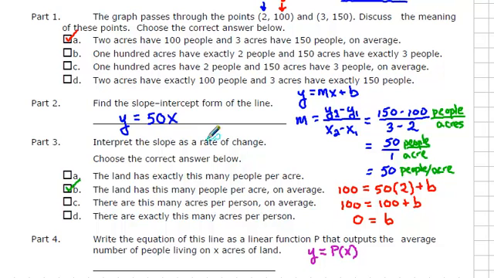So what we do is we look back at the equation that we wrote in part 2, and in place of the y, we're going to substitute p of x. So here's the y. In place of the y, we're going to put p of x. So p of x is equal to 50x. So what it really means is that the population for a given number of acres is equal to 50 multiplied by the number of acres.